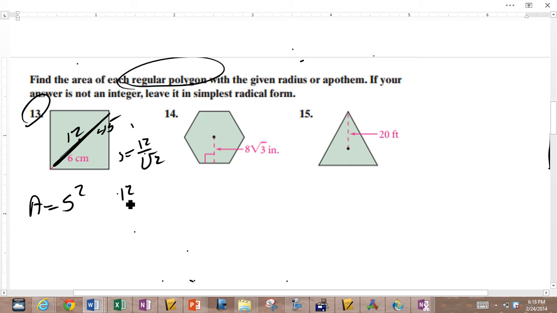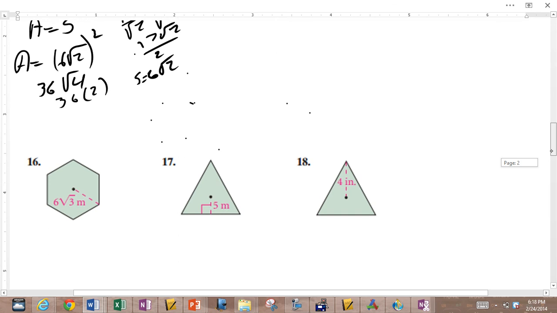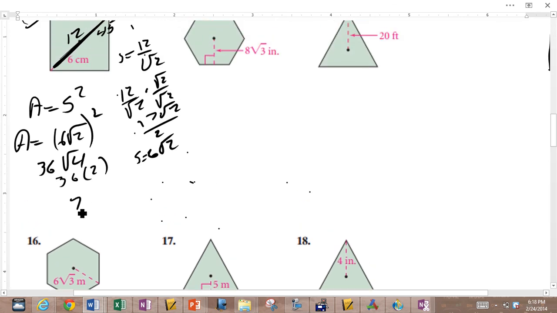Of course, we know 12 divided by root 2 needs to be rationalized by multiplying by root 2 over root 2, which becomes 12 root 2 over 2, or 6 root 2. So we know that the side is equal to 6 root 2. And we know that the area is equal to the side squared, so it's 6 root 2 squared, which is 36 times root 4, but we're never going to leave it as root 4. So it's 36 times 2, which of course is 72 units. So our area for that one is 72.